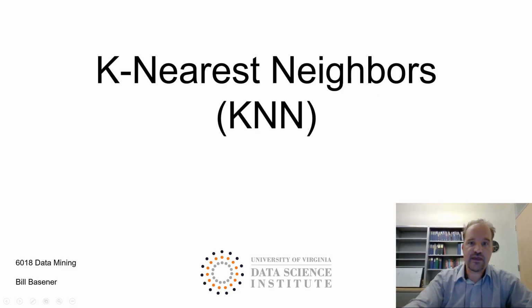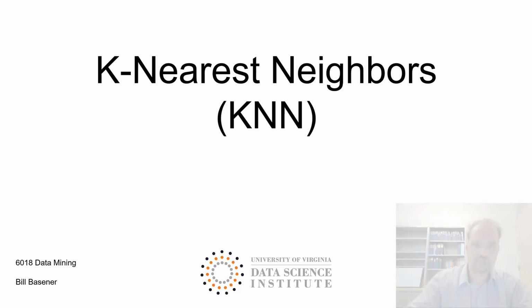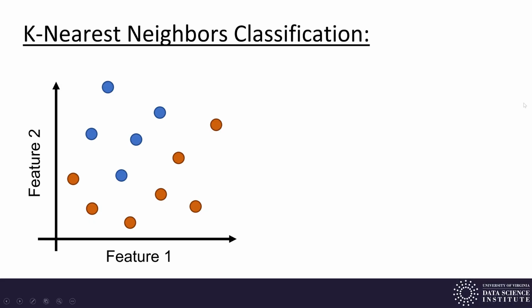Welcome to the lesson video for the k-nearest neighbors predictive model. K-nearest neighbors is a method for building predictive models for both classification and regression. In this first example, we're going to walk through the k-nearest neighbors method for building classification models.